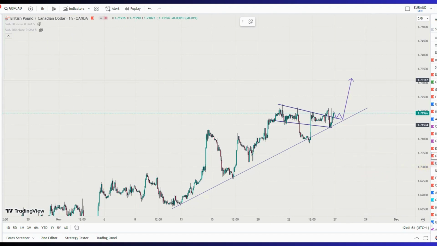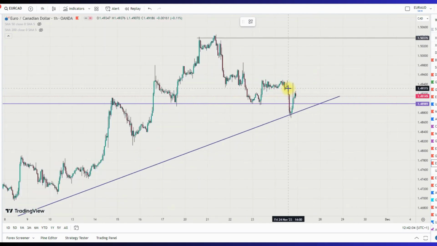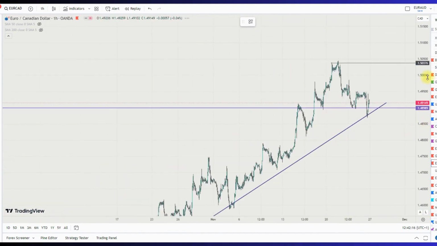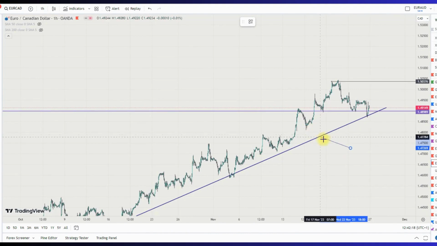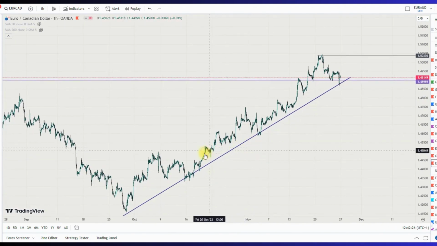The last pair I want to check is the Euro Canadian dollar. This Euro Canadian dollar kicked us out of this position on Friday. I think we bought from somewhere around here, and then it came to hit our stop loss. So I'm still in a buy bias though. That might just be a stop hunt. As you can see, we still have price rejecting from the trend line here.